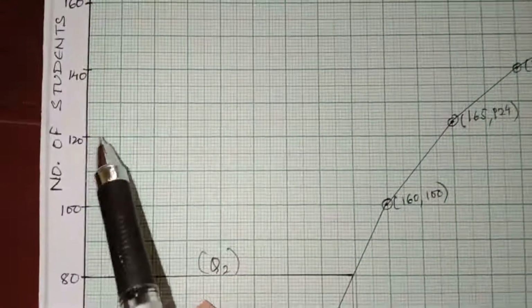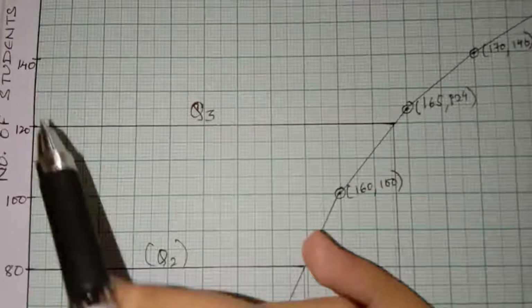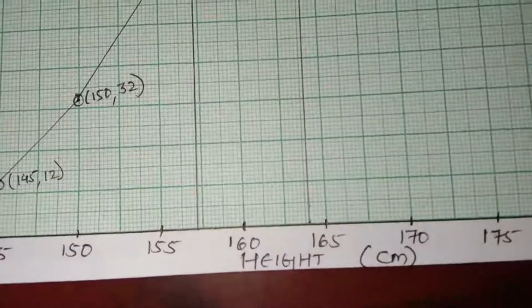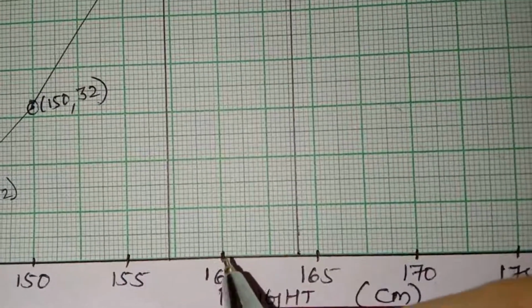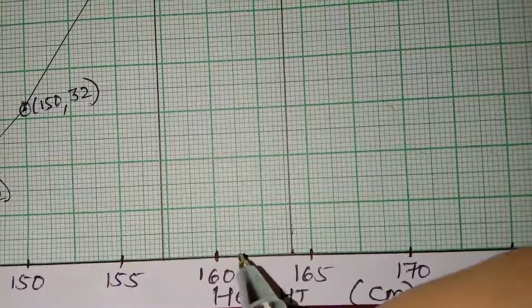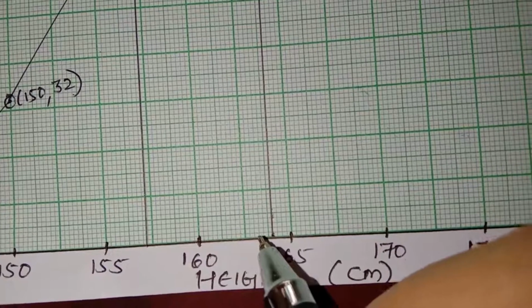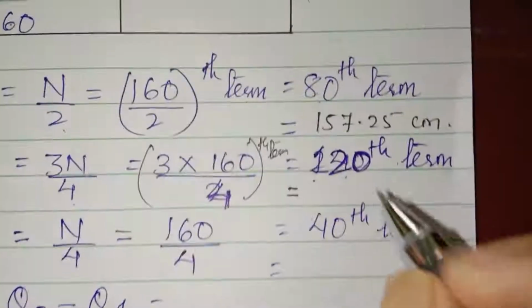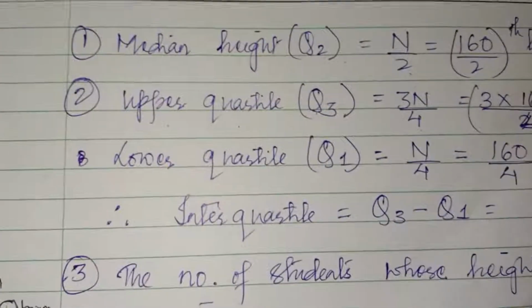Similarly, we have to do the same process. From 120 we have to draw one line till here, then from here we drop one line. So this is your upper quartile from the 120th term. Here we will find this value. I have told you that 4 boxes is 1 unit. So 1, 2, 3, 4; 1, 2, 3, 4; 1, 2, 3, 4; 1, 2, 3, 4. That means 164. So here it is 164 centimeters.